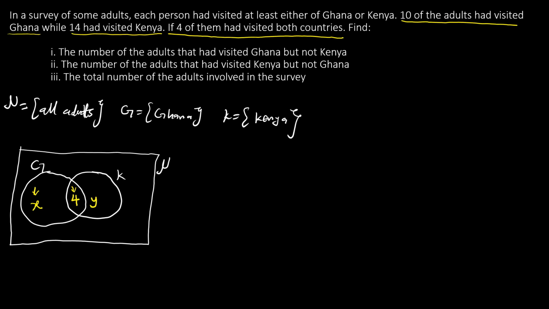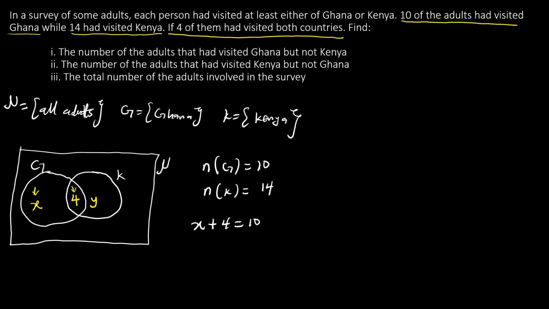I'm bringing this out. We have the number of adults that have visited Ghana equal to 10, and the number of adults that have visited Kenya equals 14. So here, the number of adults that have visited only Ghana represents X, and the number of adults that have visited only Kenya represents Y. And we know that the number of adults that have visited Ghana, including people that have visited Kenya, is 10, and this 4 represents those that have visited both. Okay, it's adults. So we can say that X plus 4 equals 10.